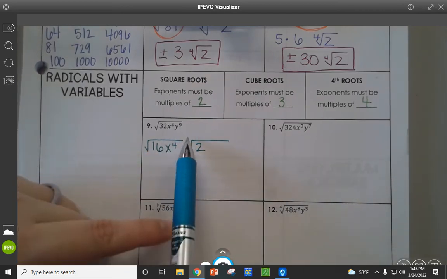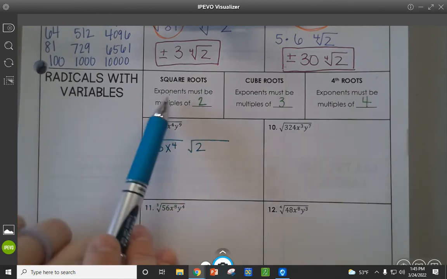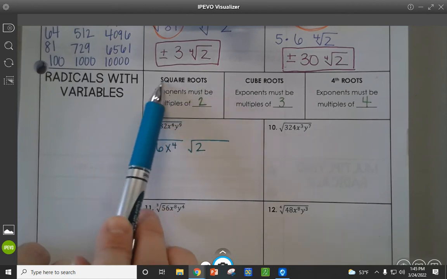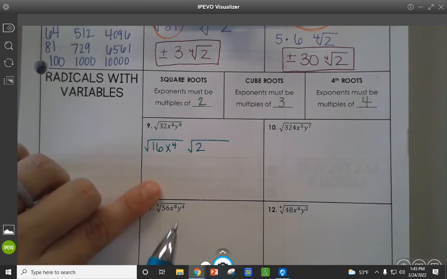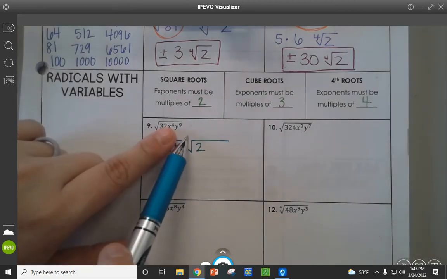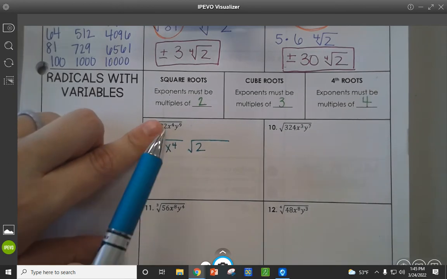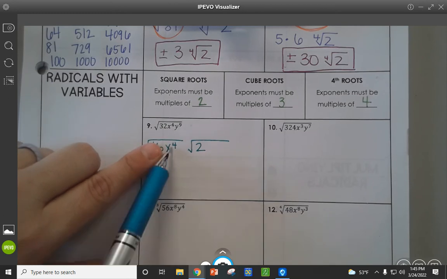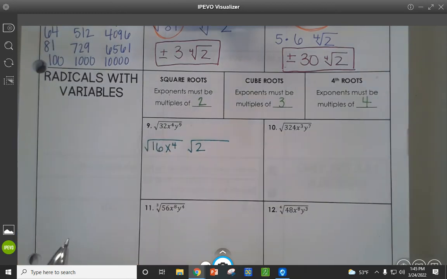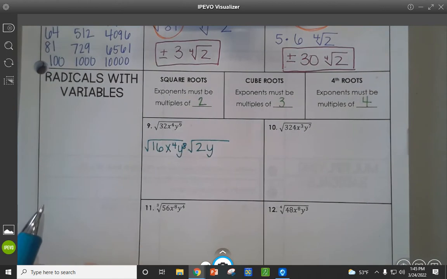Y to the 9th, is that a perfect square? Is your exponent a multiple of 2? No, so it's actually not. Now 9 is a perfect square. That's where you kind of get confused. But remember, if it's an exponent, it needs to be a multiple of 2. That's all. So if I want to take one or more y's out, how many should I take out to have a perfect square? 1. If I take out a y, I'm left with y to the 8th. And now it's a multiple of 2.